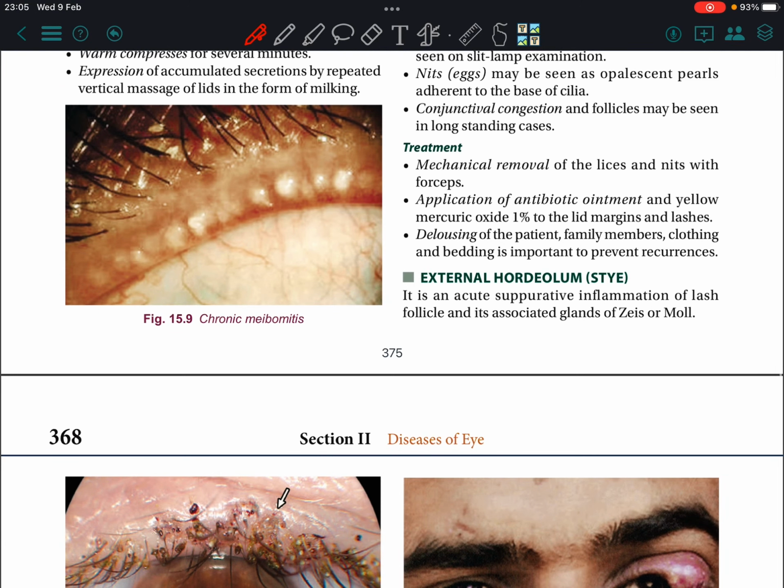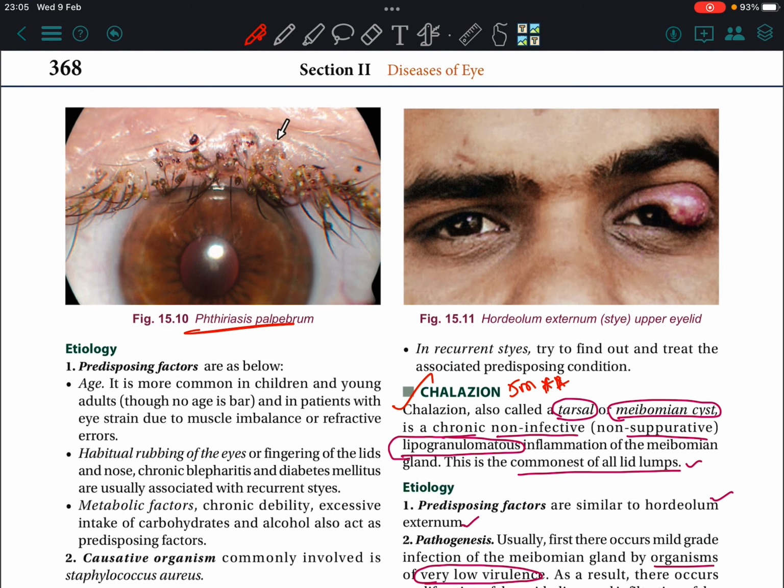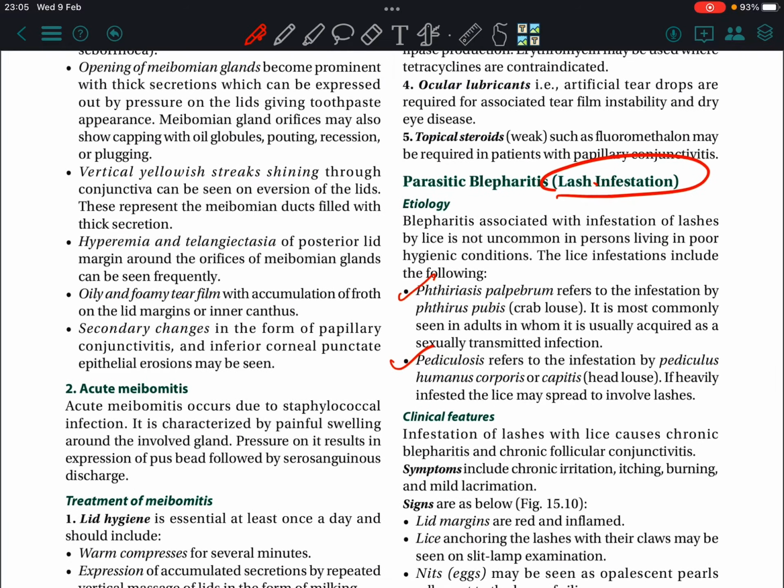External hordeolum, stye. It is an acute suppurative inflammation of the lash follicle and is associated with the glands of Zeis or Moll. This is Phthiriasis palpebrarum. It is parasitic blepharitis.